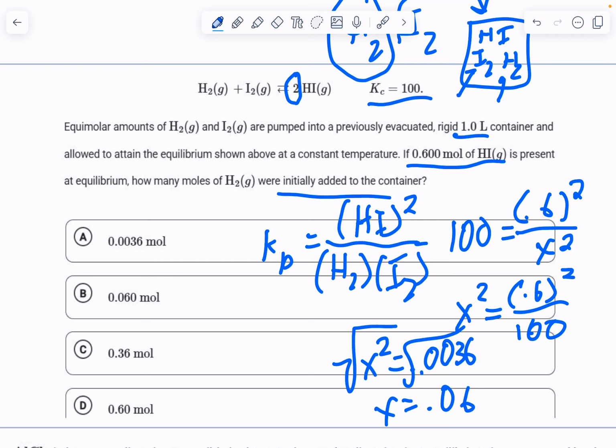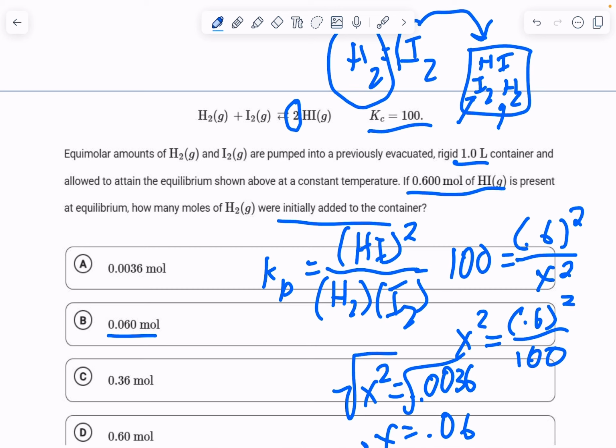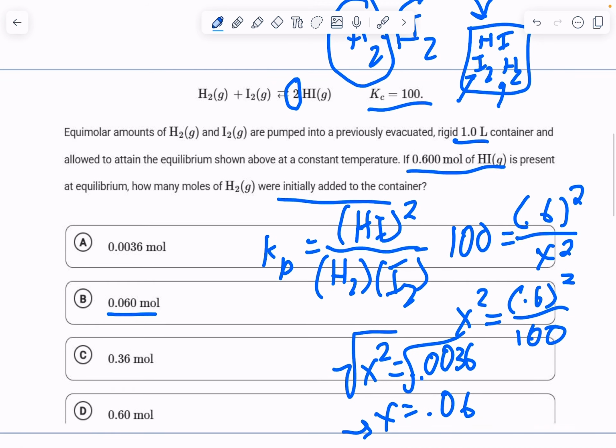All right, so be very careful. A lot of students will see this answer choice and think that's the right answer. That's not. That's just how much H2 we have in the container at equilibrium. We don't know how much there was at the beginning because we just know how much was at equilibrium. Now, how do we find out the rest of it? So we know there's at least 0.06, so A is wrong. It's not B either, because there's more than 0.06 that it started with. So it's between C and D.